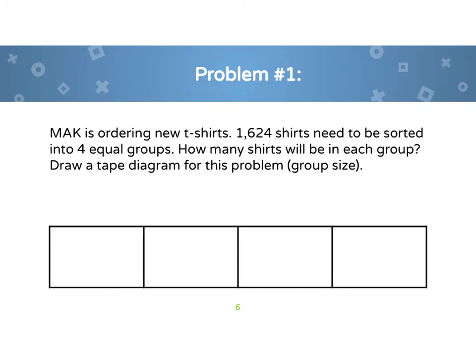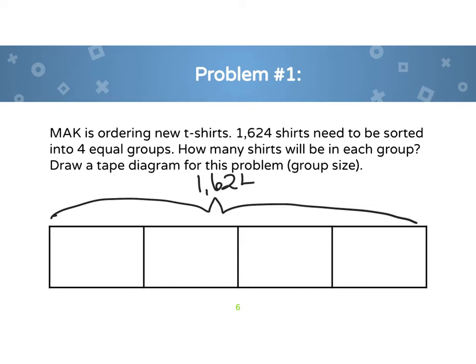Okay, here's problem number 1. MAK is ordering new t-shirts. 1,624 shirts need to be sorted into 4 equal groups. How many shirts will be in each group? So in this tape diagram, we are showing the group size. Okay, so I'm going to show how we would label this tape diagram. The total number of t-shirts that we have is 1,624. And we're trying to figure out how many t-shirts go into each of these 4 groups.